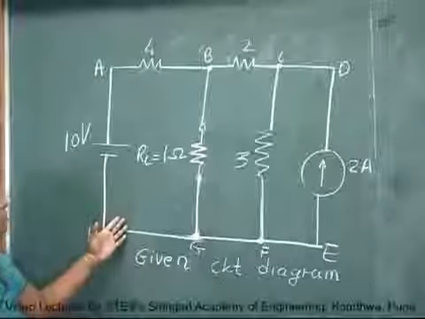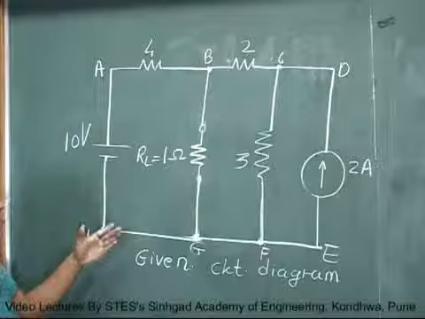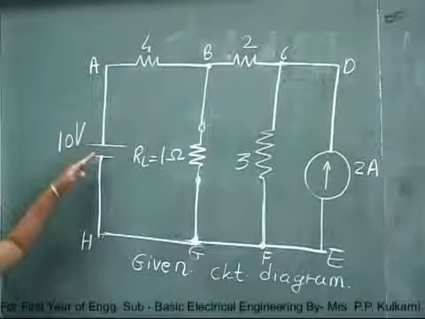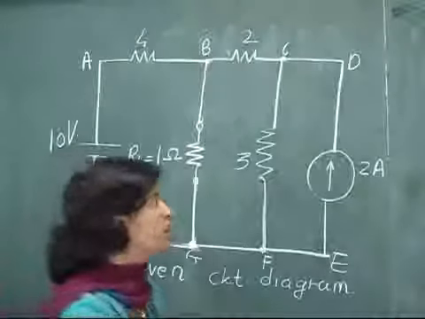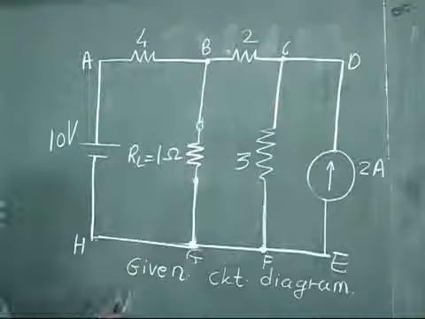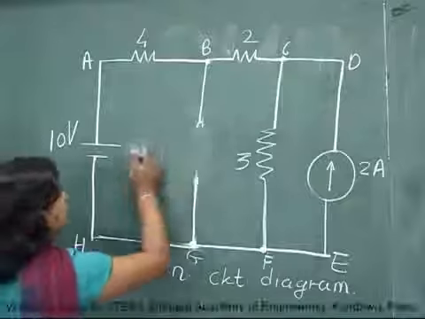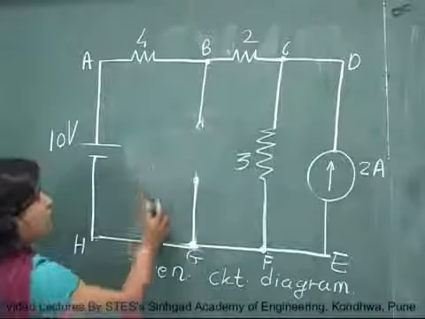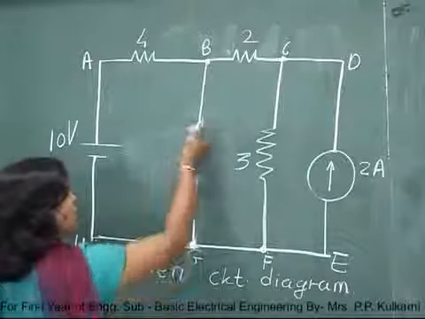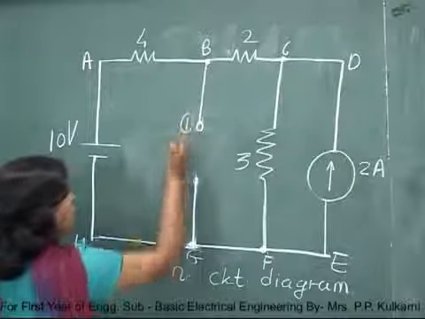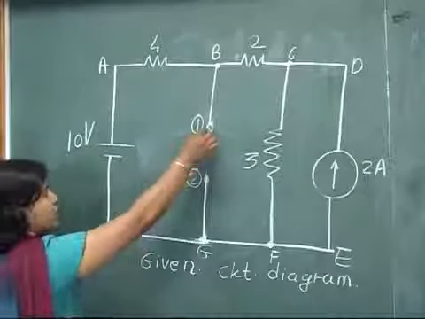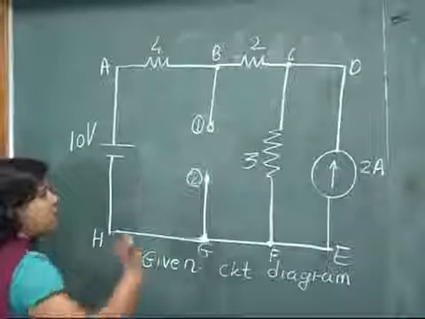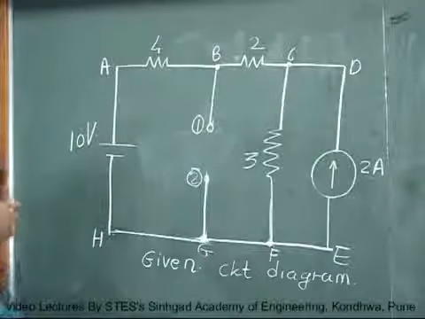Now the second step of this analysis of a DC network using Thevenin's theorem is the calculation of RTH. See, the first step to calculate RTH is to remove the load resistance from the circuit. Mark these two ends as, say, 1 and 2. Whatever resistance we measure across these two terminals is called the equivalent resistance of the network.